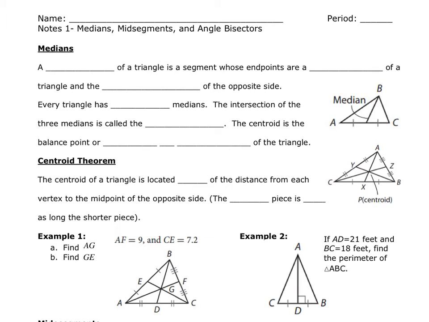In Module 8, we're going to start talking about medians, midsegments, angle bisectors. We're also going to talk about perpendicular bisectors and altitudes. So the first three are in this video, and a median of a triangle is a special segment whose endpoints are the vertex of a triangle, and it connects it to the midpoint on the opposite side of your triangle.